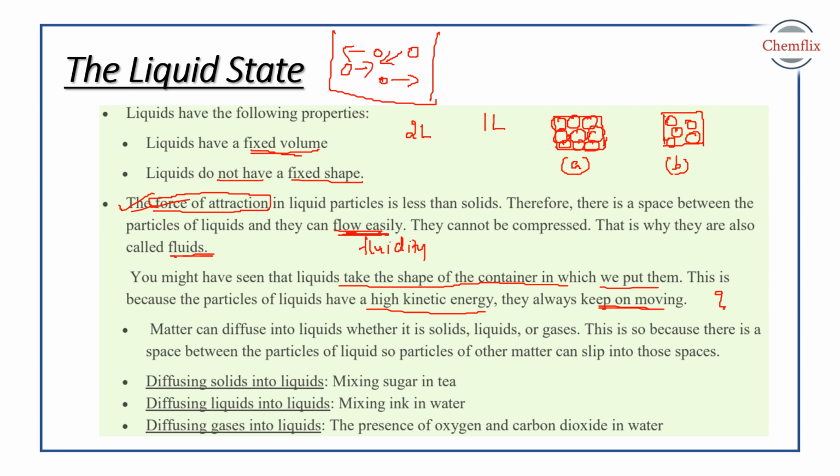They can move, and that's the reason for the fluidity, and also the reason why liquids take the shape of the container in which we put them. Matter can diffuse into liquids, whether it is solid, liquid, or gas. So they can diffuse into liquids.